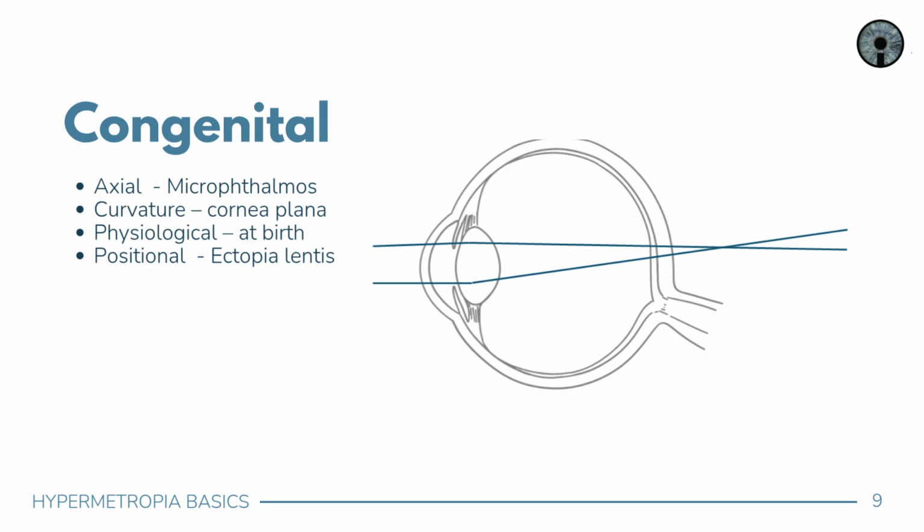Till now, we saw different types of hypermetropia: axial, curvature, index, positional. All these types of hypermetropia can occur congenitally. Like axial hypermetropia can happen in a case of microphthalmos. A change in the curvature can happen in cornea plana. Positional hypermetropia can happen because of ectopia lentis. These are all causes of congenital hypermetropia.